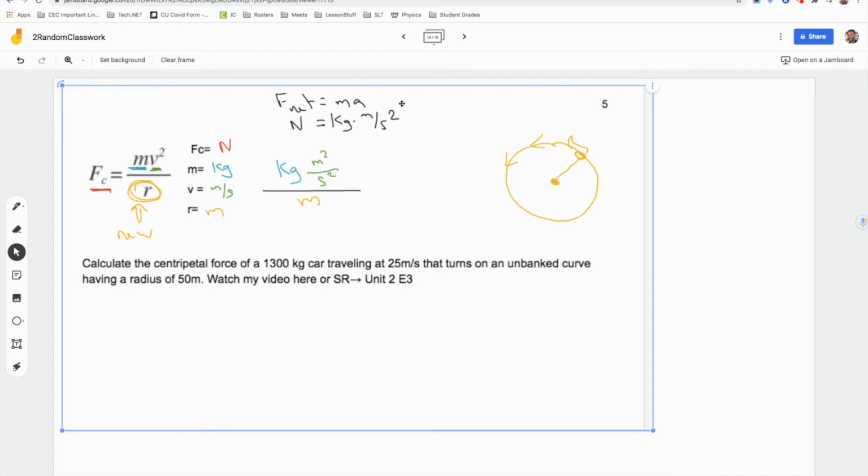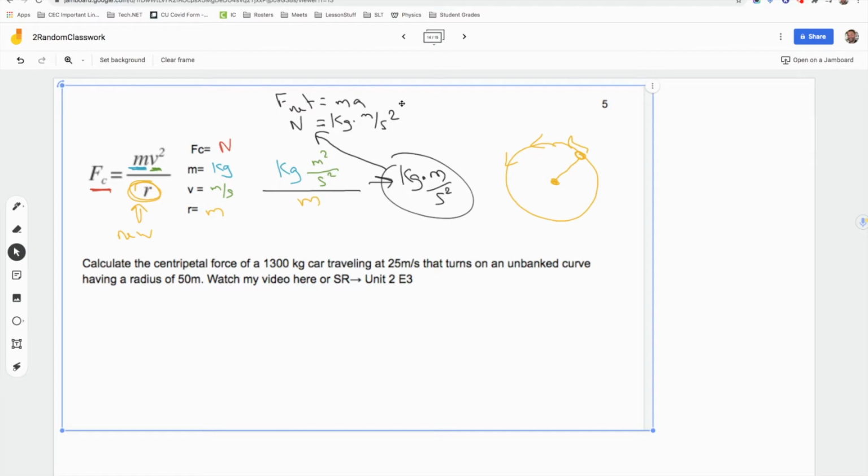Now, if you do the algebraic manipulation, one of those meters is going to cancel with this one. That's going to leave me with kg times m divided by s squared, which is a newton. Do you have to know that? No, I just think it's kind of cool to understand that.